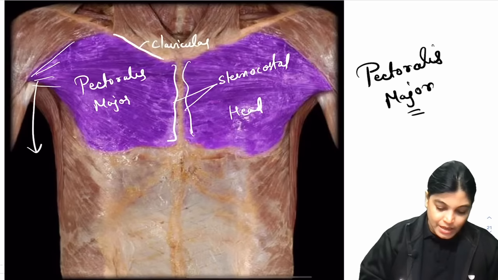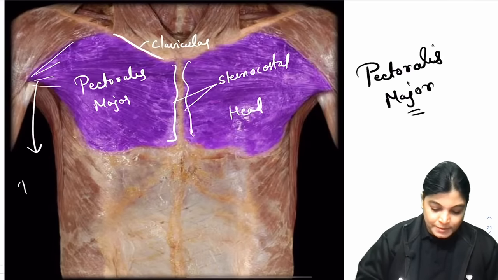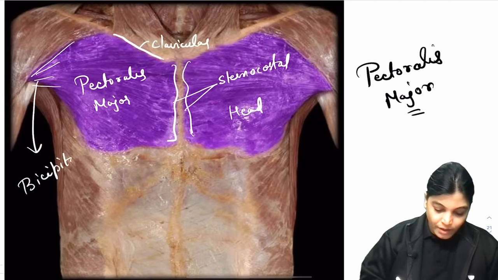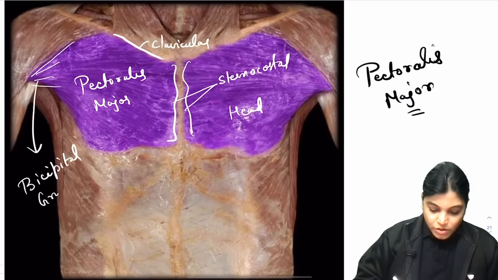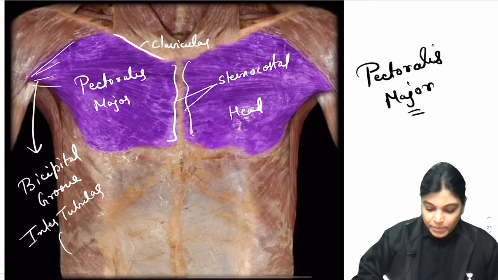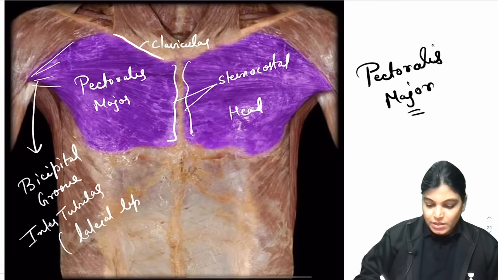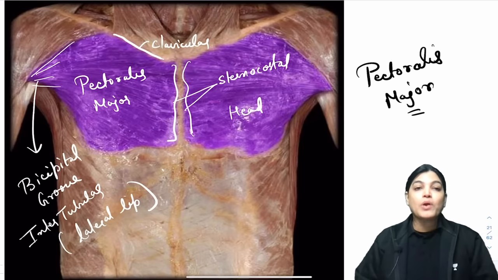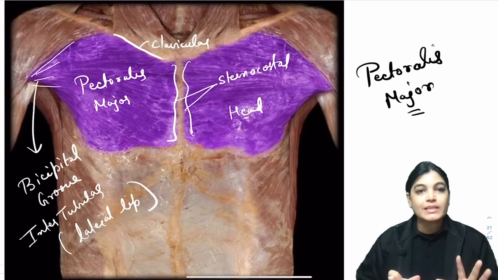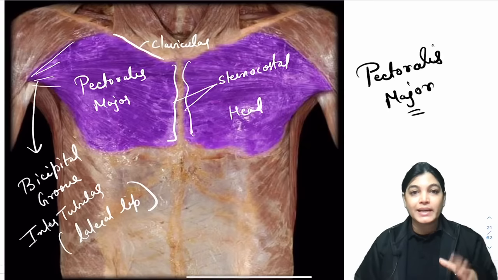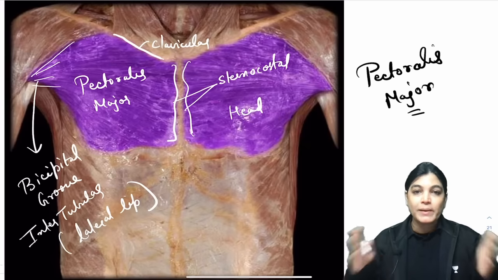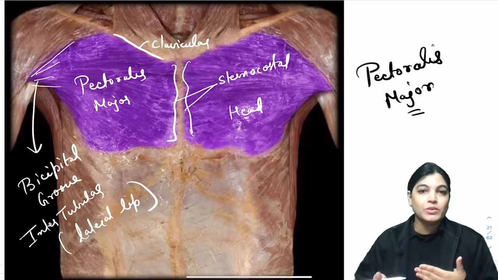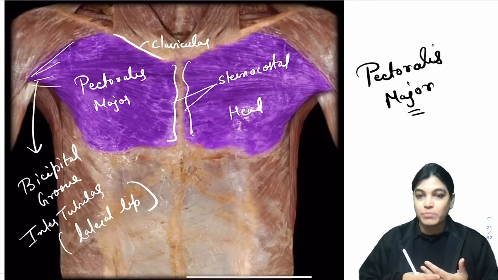It is inserting into the bicipital groove, that is also called the intertubercular groove. Which lip? Lateral lip. So this is how you have to identify the most superficial muscle, the broad, flattened, twisted muscle in the pectoral region. After studying the pectoralis major muscle, we will remove it and then move inside to see the pectoralis minor muscle.